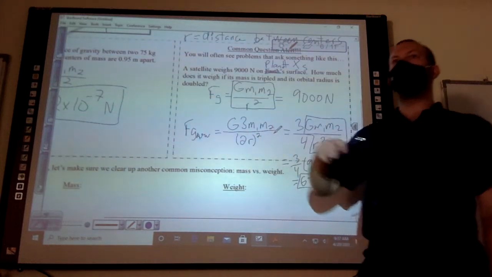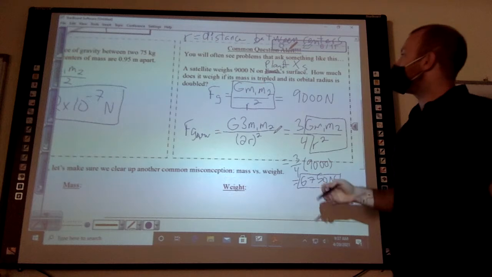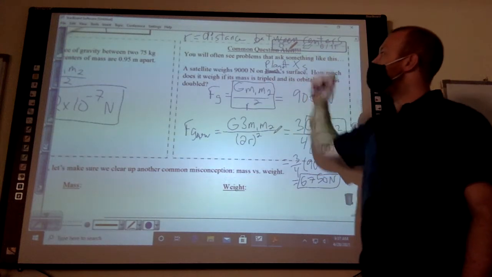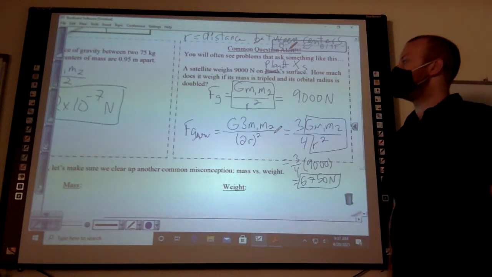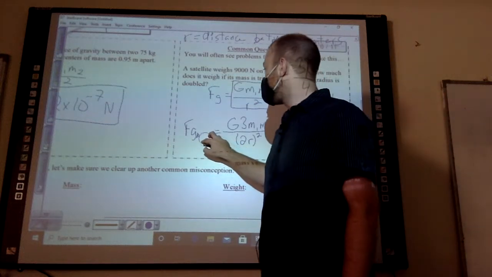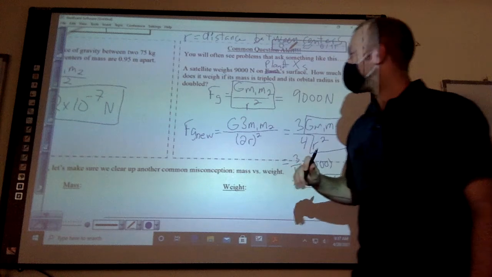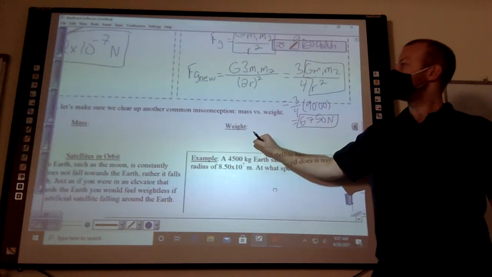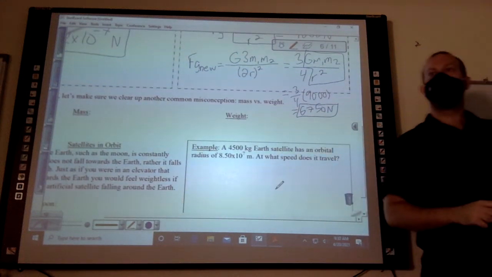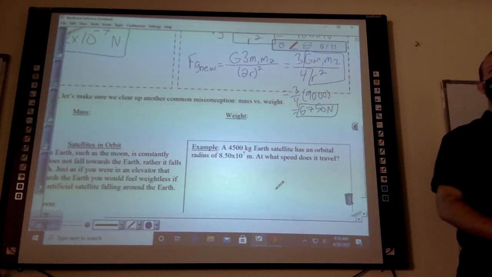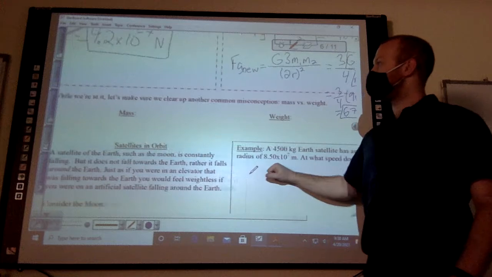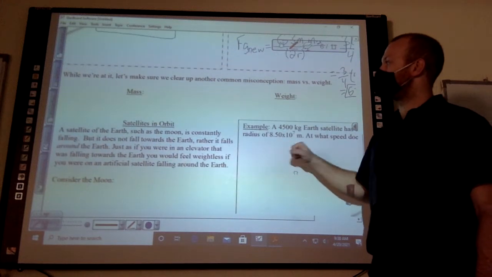The new FG. Yeah. Because it's asking how much does it weigh if you do these things. So it's just the new FG. Anyone still writing this out? Again, I'm going quickly through this because this stuff is mostly review so far.